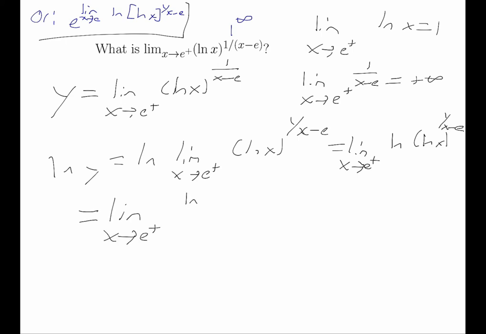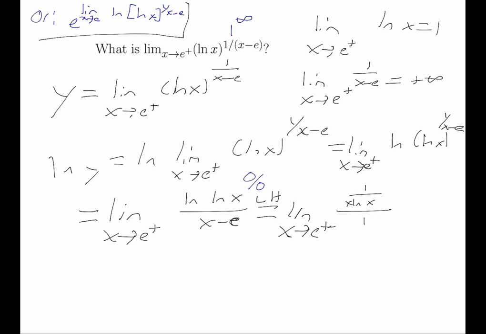We use the log rule to bring down the exponent. This is the limit of log x over x minus e. That's an indeterminate form of type 0 over 0. By L'Hopital's rule, we can take the derivative of the top and bottom. The derivative of the top is 1 over x log x. The derivative of the bottom is 1. So this is the limit of 1 over x log x. That's continuous. You can plug in e. 1 over e log e.